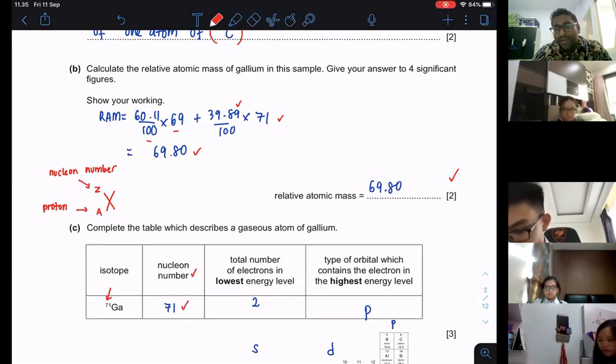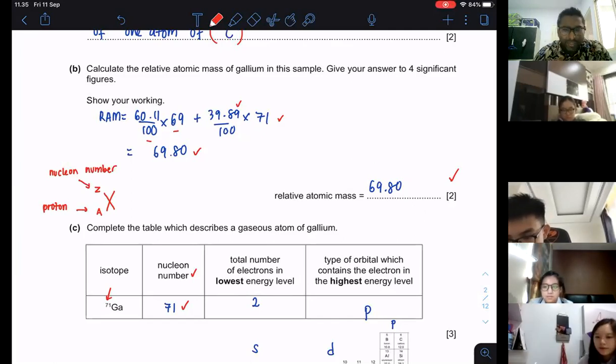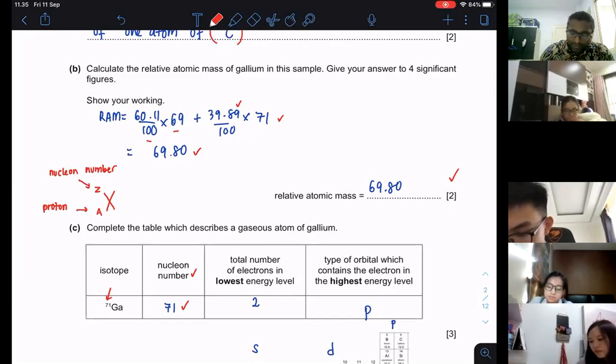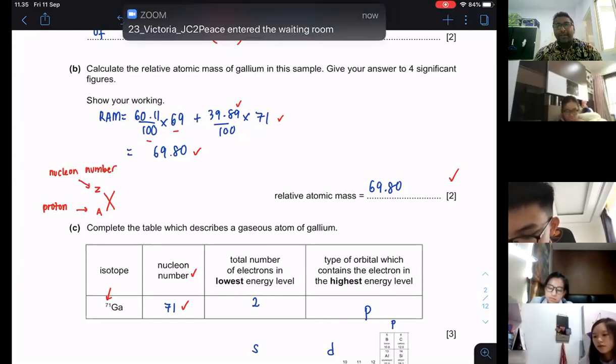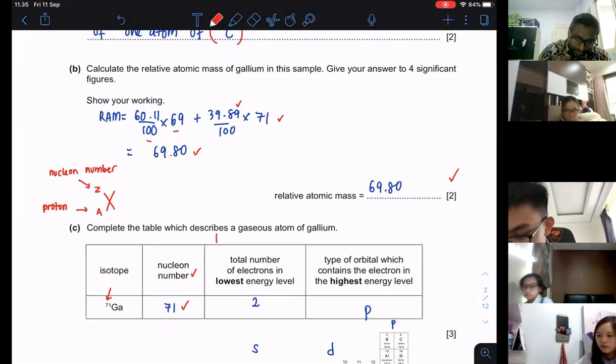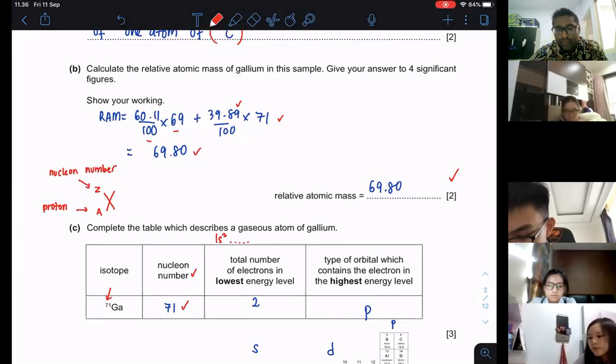Total number of electrons in the lowest energy level. I think for this one there's no need to look at your periodic table either. When we fill up electrons in any atom, we always fill from the lowest energy level followed by the higher energy levels. So what is going to happen is we will have 1s2 and then followed by the rest. The lowest energy level is going to be 1s. Therefore the number of electrons in the lowest energy level will always be 2.